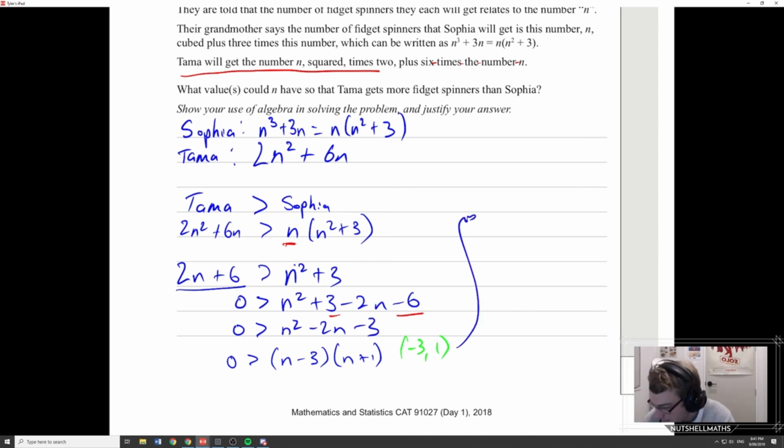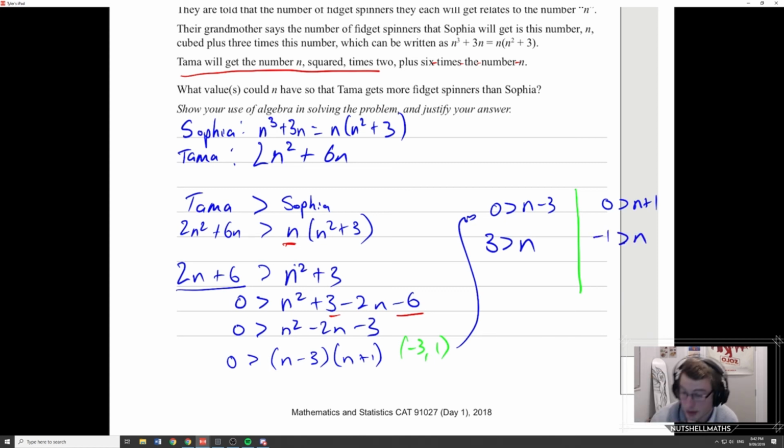So let's have a look. We're going to make each of these look like this: n minus 3 and 0 less than n plus 1. We're going to solve each of these. It's literally exactly the same as what we were doing before. Right? We're going to solve each of these: 3, n like this, and minus 1 is greater than n.